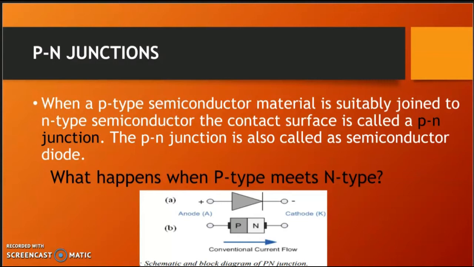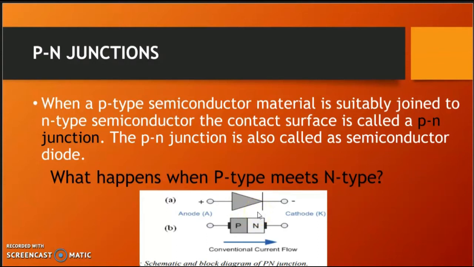So what will happen when these two extrinsic semiconductors come together? And this is the schematic drawing for the semiconductor. Sometimes in our study in basic electronics, we will call it a diode. On the positive side, we call it the anode, and on the negative side, we have the cathode. So this one will be the schematic, and this one will be the block diagram.